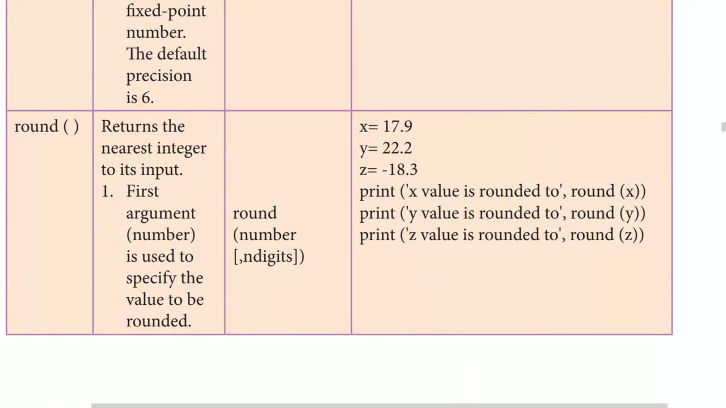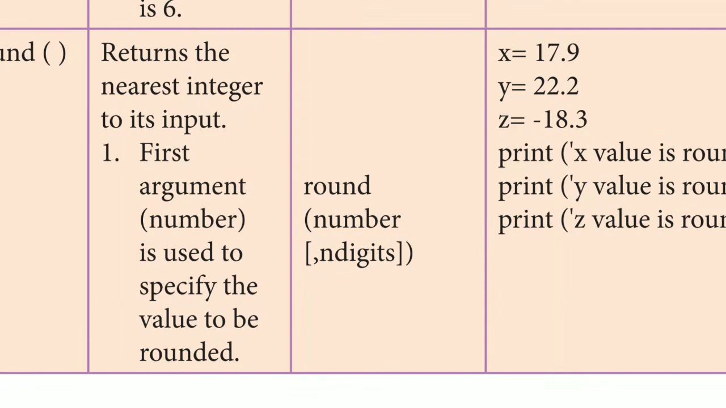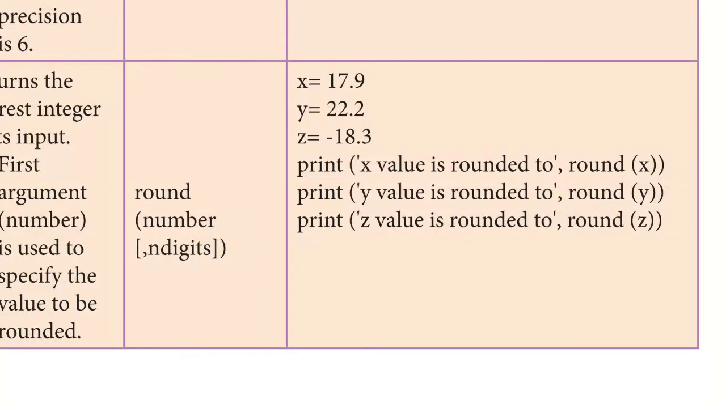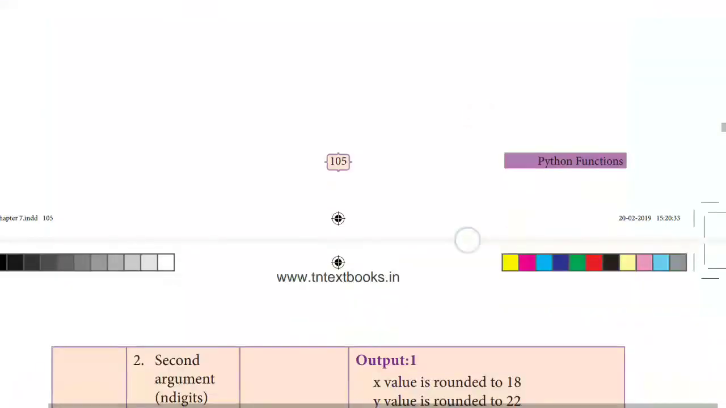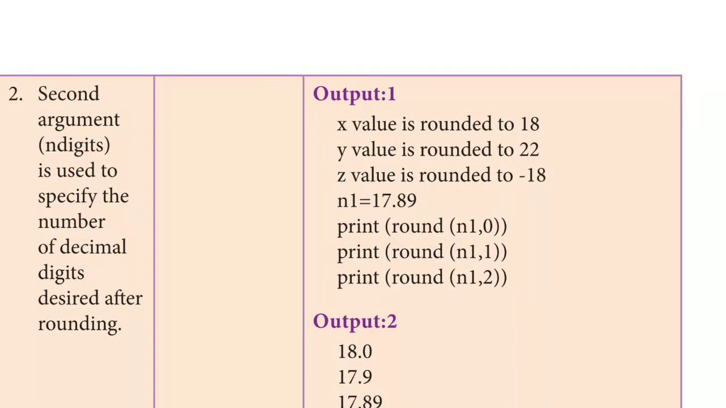Next is round. As the name itself says, it rounds numbers, and if you want, you can provide the number of digits. There are two values to be given, one is optional. The first one is the number and the next one is the number of digits. Here you can see 17.9, 22.2, minus 18.3 given as input to this function, and the output is provided as 18, 22 and minus 18.